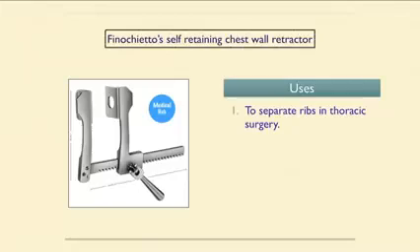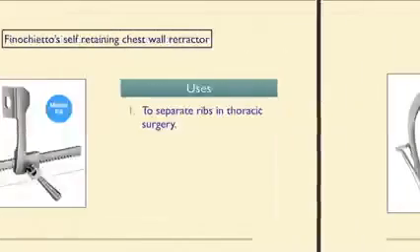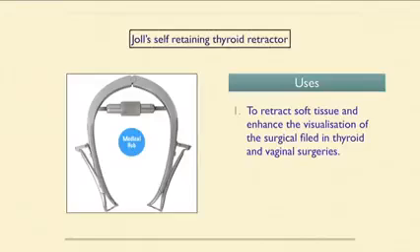Next is Finochietto's self-retaining chest wall retractor. It is used to separate ribs in thoracic surgery. Next is Joll's self-retaining thyroid retractor. So it is used to retract soft tissue and enhance the visualization of the surgical field in thyroid and vaginal surgeries.